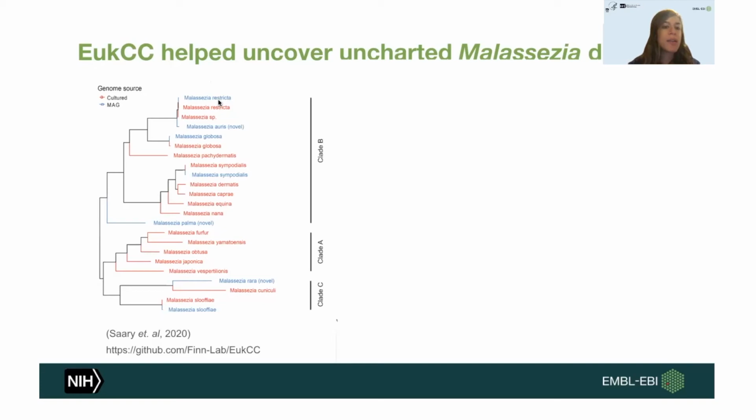And to better understand the phylogenetic positioning of these 3 novel Malassezia species, we generated a tree for our MAGs and also reference genomes. Our MAGs are shown in blue and the reference genomes are shown in red. So again, we find our Malassezia restricta, globosa, sympodialis, but also these 3 Malassezia species that really don't have any representative in publicly available databases.